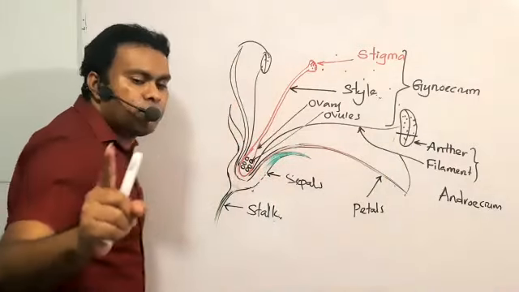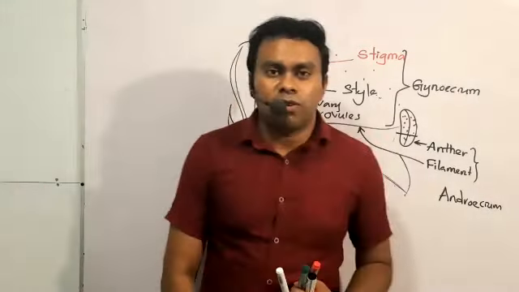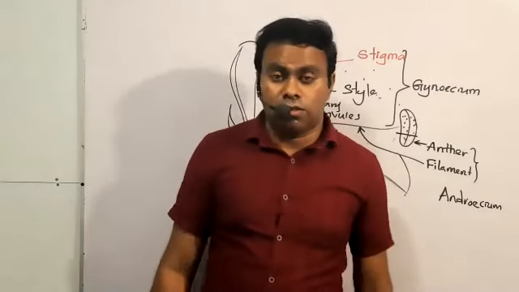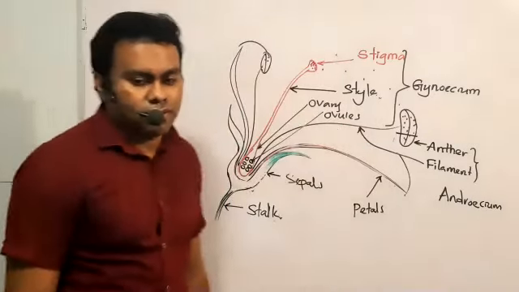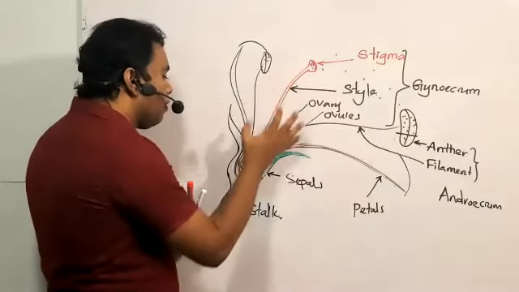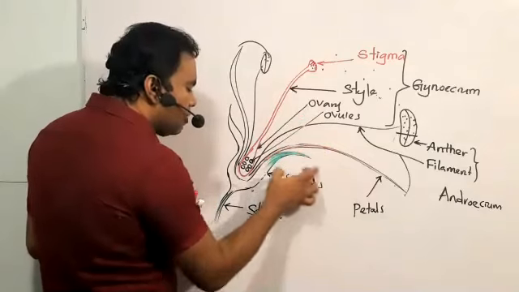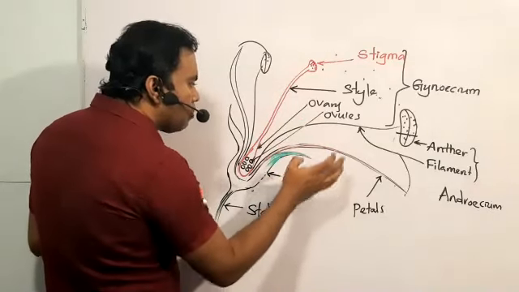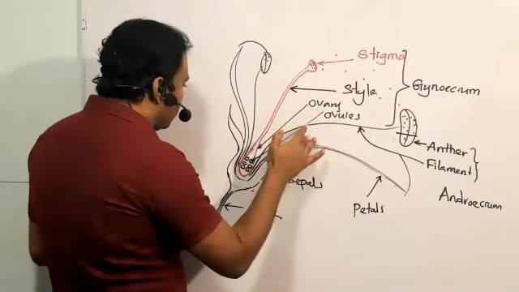So what's the other function that is performed by these colorful petals? Beauty to the flower. Yes? Protects the internal parts of the flower. Okay, sepals protect petals also, because when we consider sepals, petals are also internal parts.